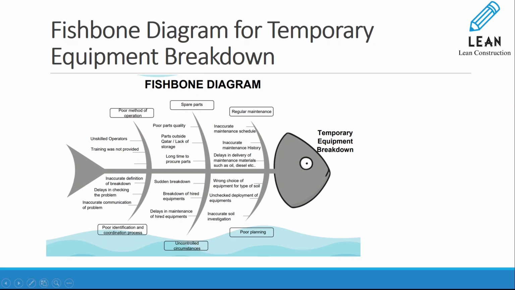By using the fishbone diagram to analyze potential causes of temporary equipment breakdown, we can identify the root causes of the problem and develop a plan to address them. This might include improving maintenance scheduling processes, ensuring accurate maintenance records are kept, and improving the delivery of maintenance materials to prevent delays. It's important to note that temporary equipment breakdown can have significant impacts on productivity and profitability. So it's critical to continuously monitor and improve processes to prevent future breakdowns.